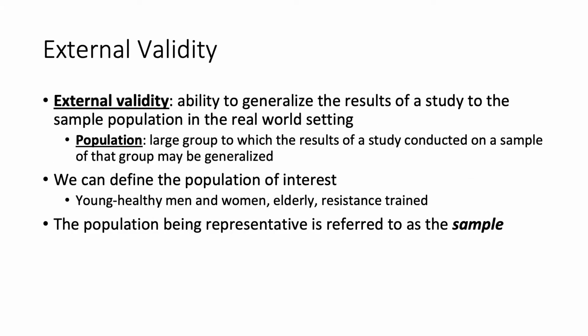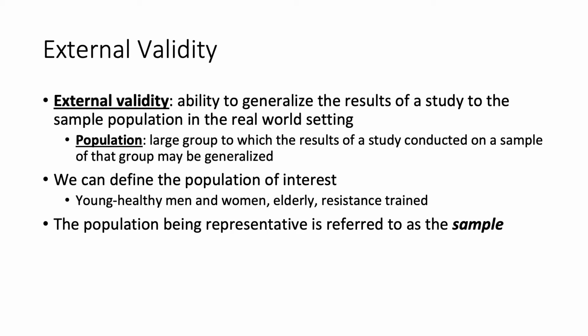The second important consideration when designing research studies is external validity. External validity is the ability to generalize the results of a study from the sample to the population in the real-world setting. So the consideration is always the extent to which the participants represent the general population. The population is the large group to which the results of a study conducted on a sample of that group may be generalized. We can define a population of interest, such as young, healthy men and women, the elderly, or even resistance-trained individuals, whenever we are trying to conduct a research study.